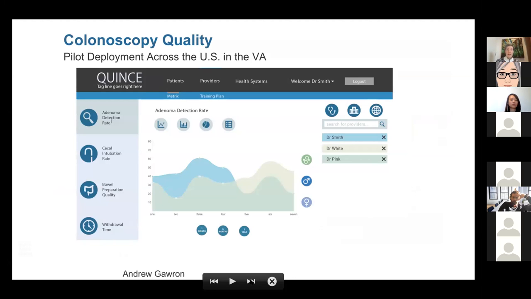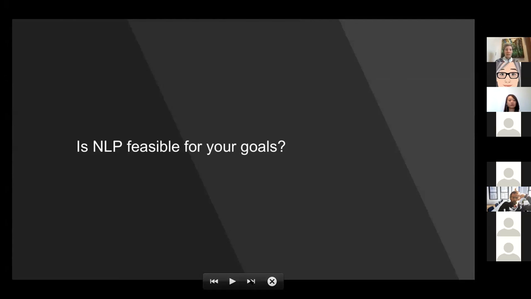This is a system at the VA in the US. Andrew Gawron has been working on quality of colonoscopy exams using natural language processing, and built an NLP system that's being applied across the whole United States. It tells the adenoma detection rate for every clinician and generates this report card. So you, as Dr. Smith, can see how you do compared to your peers and try to improve that. So it really can do some great things.